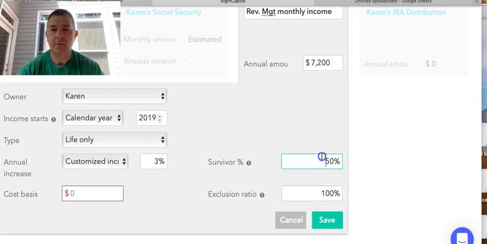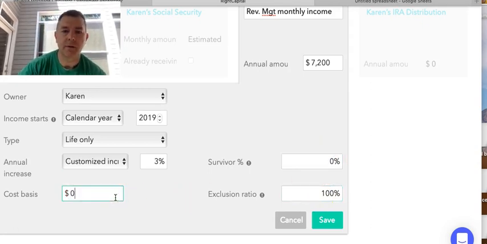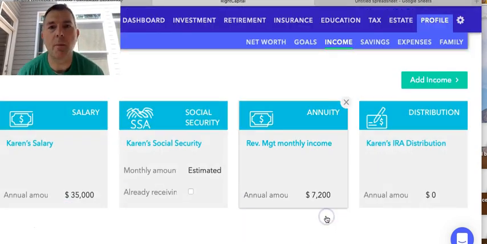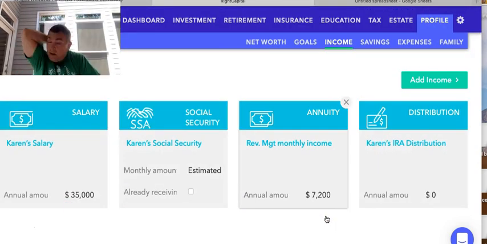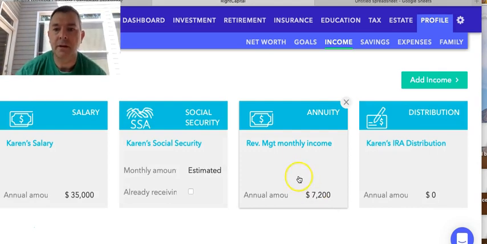Fantastic. And we're not going to have any survivor benefit there, so we'll just put that as 0. Exclusion amount just means how much of your principal or your payment is excluded from income taxes. In this case, it's the whole thing.